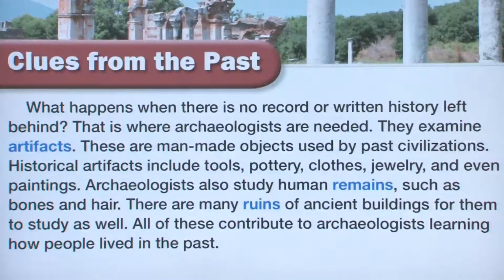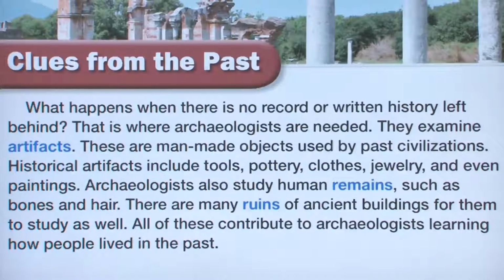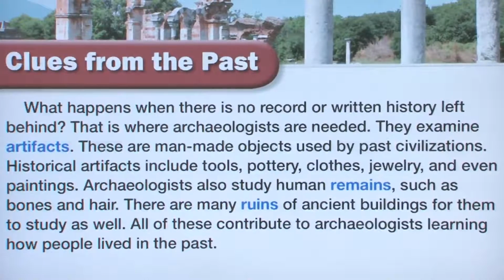What happens when there is no record or written history left behind? That is where archaeologists are needed. They examine artifacts. These are man-made objects used by past civilizations. Historical artifacts include tools, pottery, clothes, jewelry, and even paintings. Archaeologists also study human remains, such as bones and hair. There are many ruins of ancient buildings for them to study as well. All of these contribute to archaeologists learning how people lived in the past.